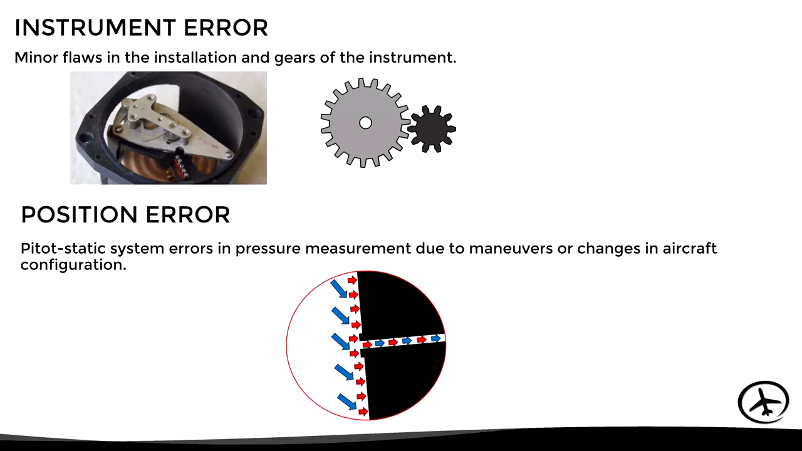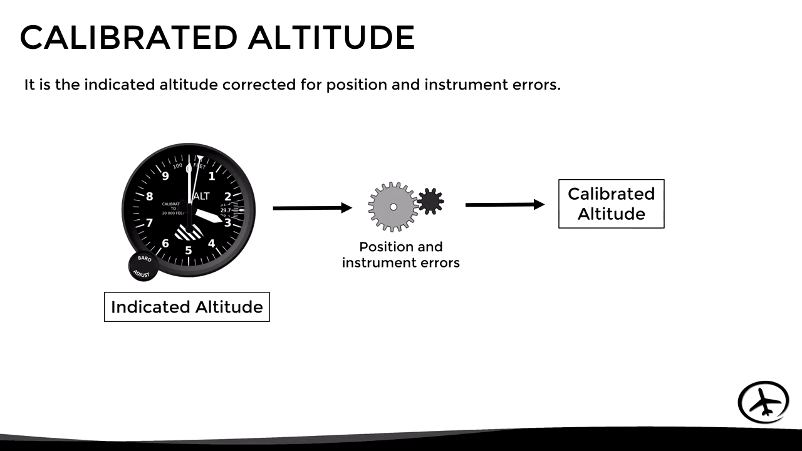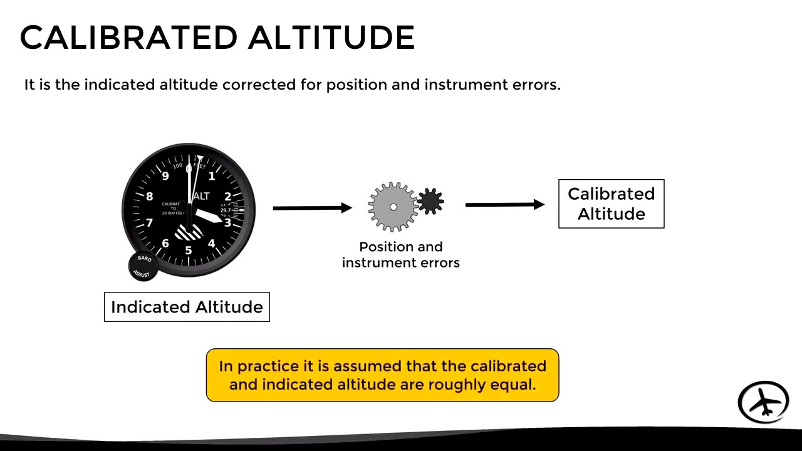As a result of these errors, we have the following concept of altitude, which is the calibrated altitude. This is defined as the indicated altitude corrected for position and instrument errors. However, usually these errors tend to be small, and therefore in practice it is normally assumed that the indicated altitude and calibrated altitude are roughly equal.